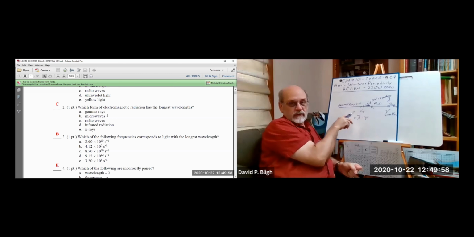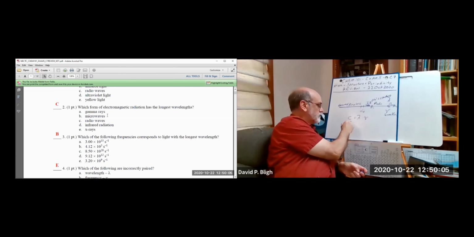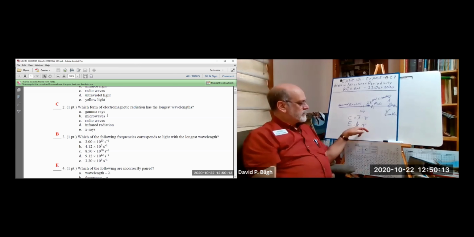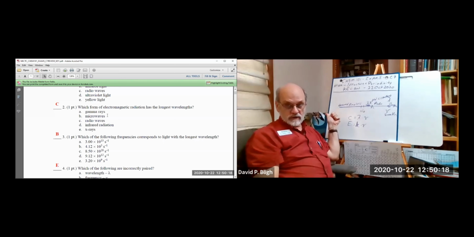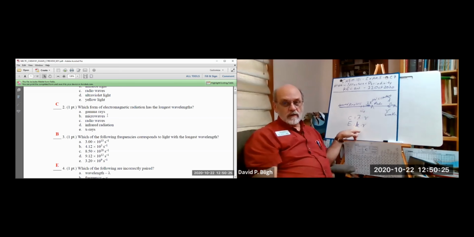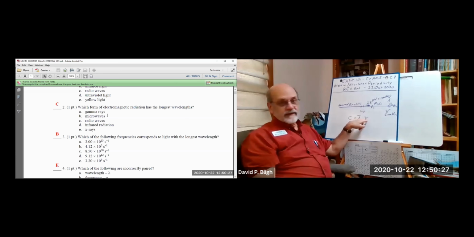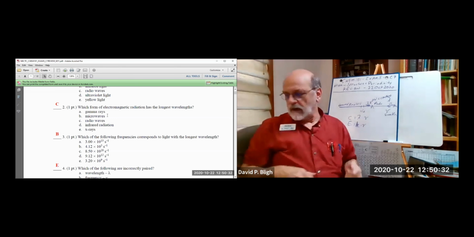But also, I want to just interject the relationship of energy to all this. Remember, Planck's constant times frequency. So as the frequency gets bigger in this direction, the energy gets larger. So energy and frequency are directly proportional. Wavelength and frequency are inversely proportional. Okay.